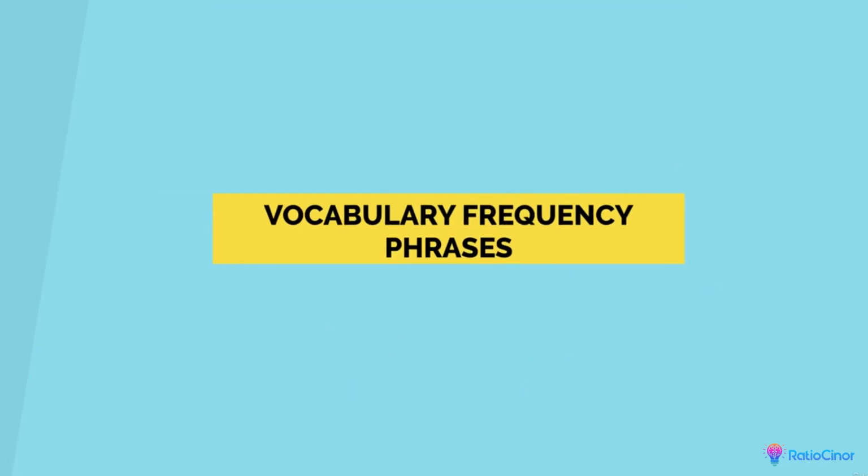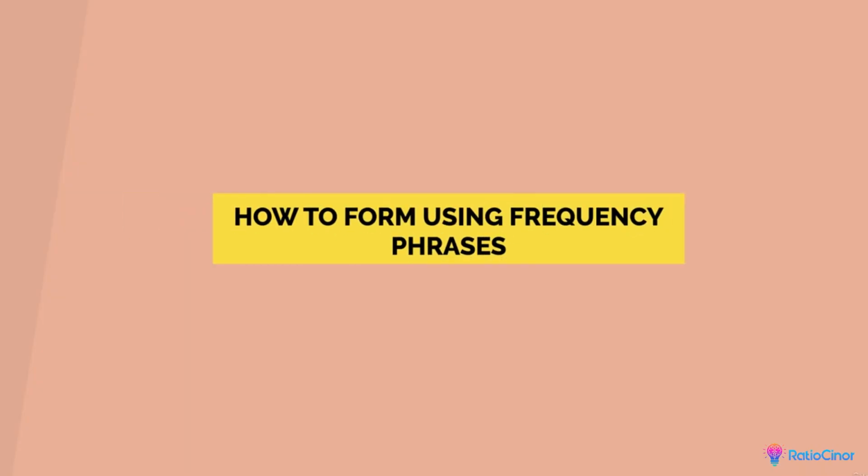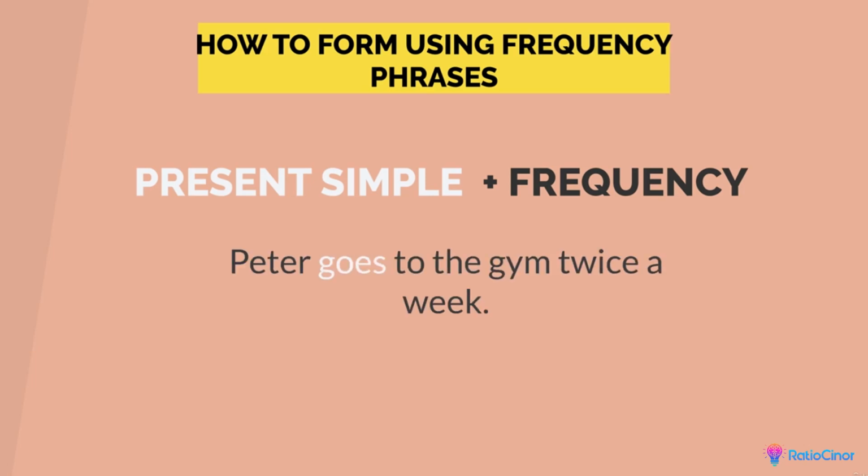Vocabulary: frequency phrases. Once a week, twice a week, 3 times a week, every day. How to form using frequency phrases. The frequency phrase usually goes at the end of the sentence. Present simple plus frequency. Peter goes to the gym twice a week.